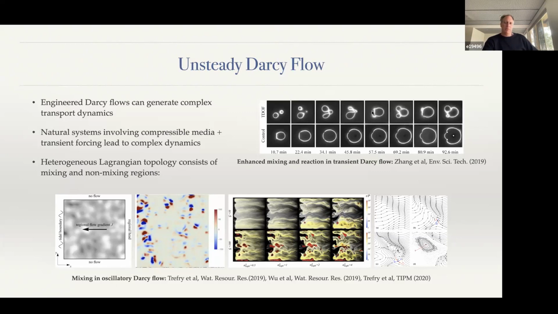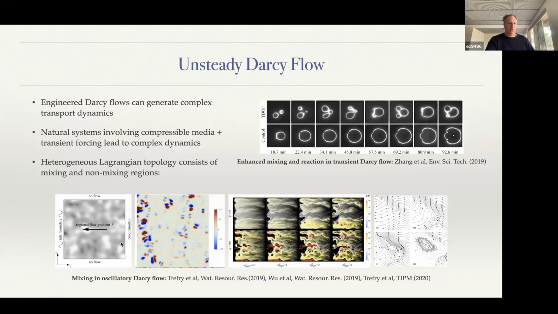So in the top image, we have a transient flow where we are pumping fluids in and out over time, and you can see that that produces much larger reactant products than the other case, the control underneath where we have steady flows. So this idea of pumping flows over time then produces quite significant changes in chemical reactions and mixing.